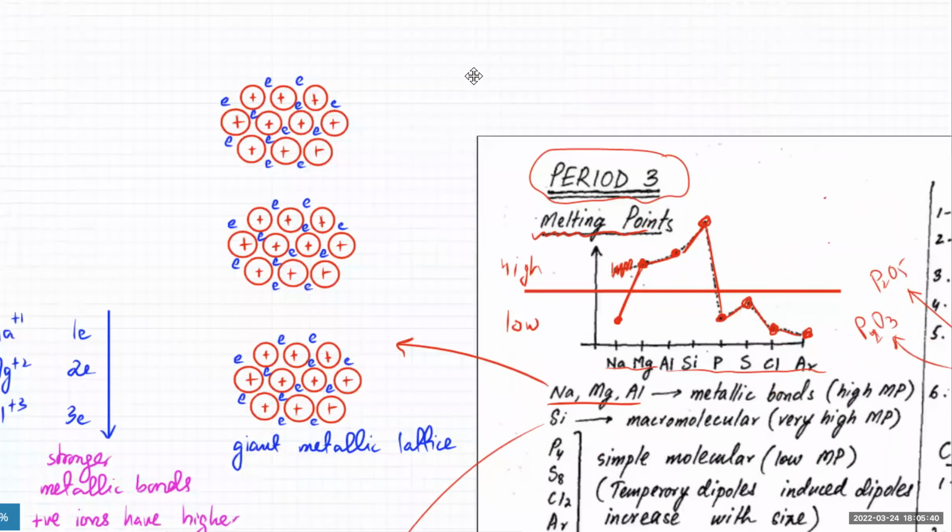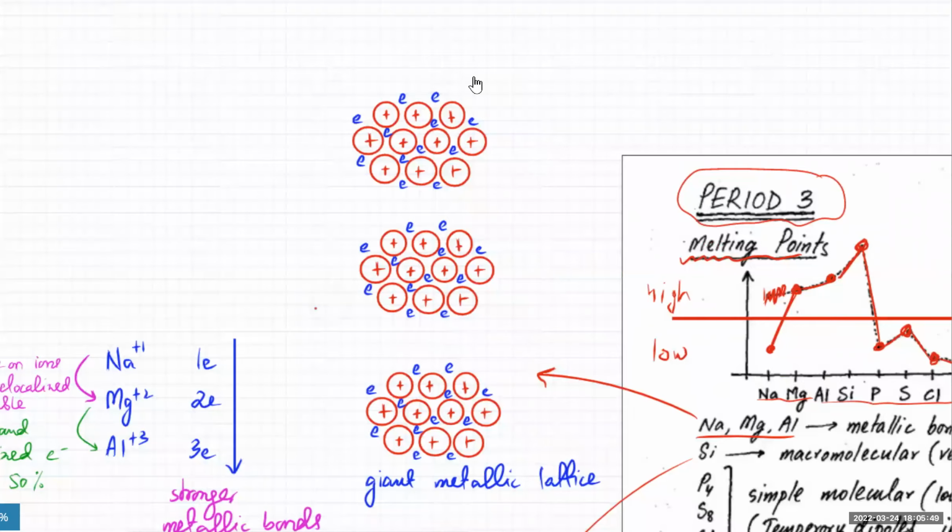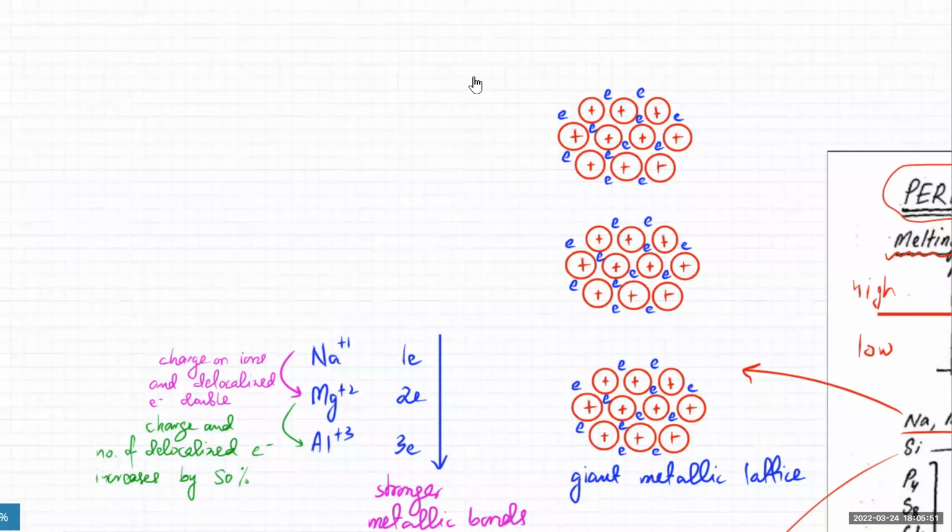Okay, I'm just telling you about metallic lattices. What is the attraction in metallic lattices? It's a regular arrangement of metal ions, where you have positive metal ions attracting delocalized electrons. So the attraction is between these. It's delocalized electrons being attracted by positive metal ions.